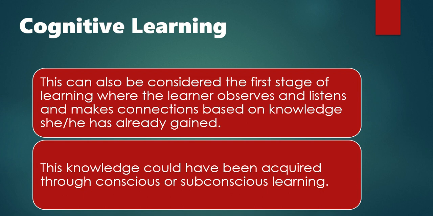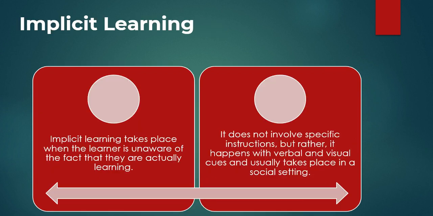Actually, cognitive learning is knowledge that could have been acquired through conscious or subconscious learning. Knowledge in the cognitive stage can be acquired through any of the following methods. We can say these are the sub steps of the cognitive learning stage. So first of all is implicit learning and explicit learning.